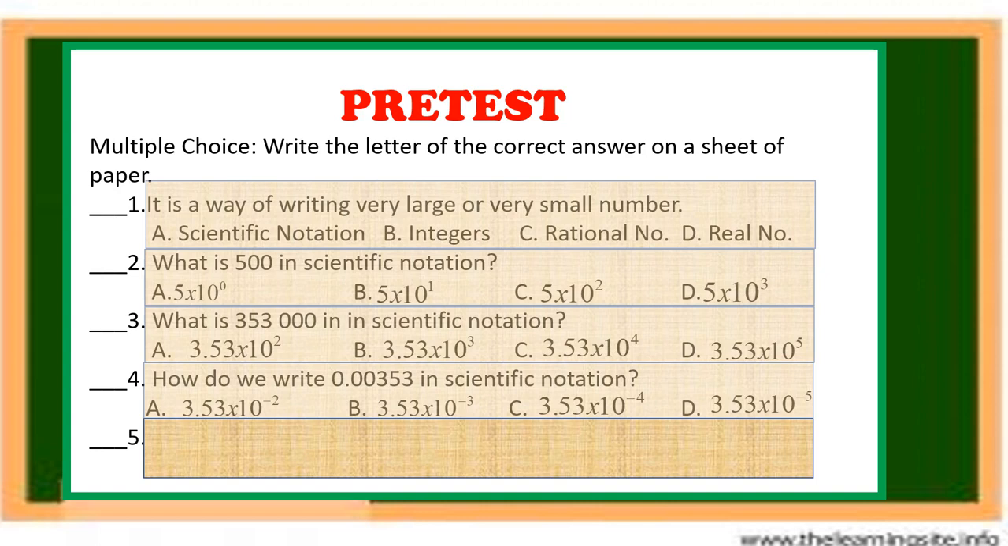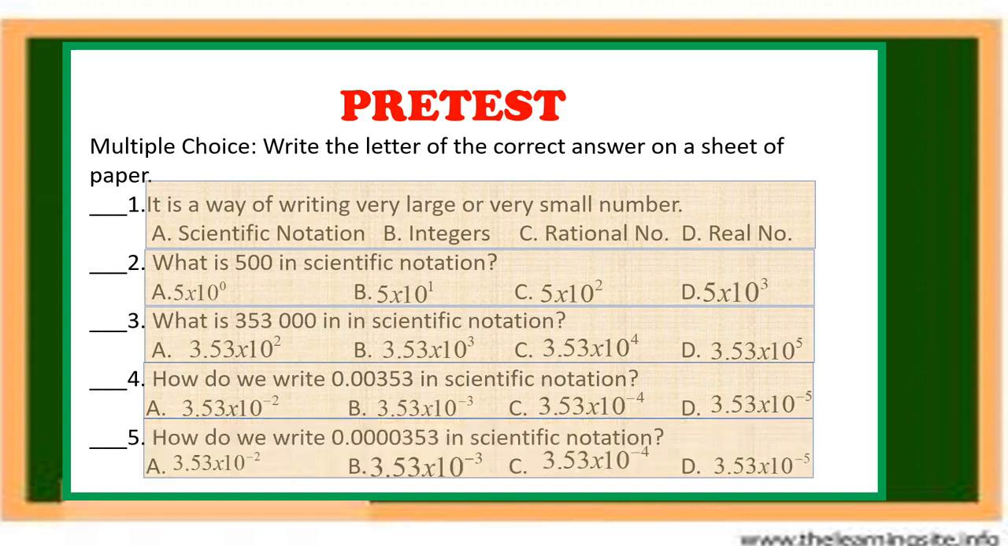353 hundred thousands in scientific notation? Letter A, 3.53 times 10 raised to negative 2. Letter B, 3.53 times 10 raised to negative 3. Letter C, 3.53 times 10 raised to negative 4. Letter D, 3.53 times 10 raised to negative 5.